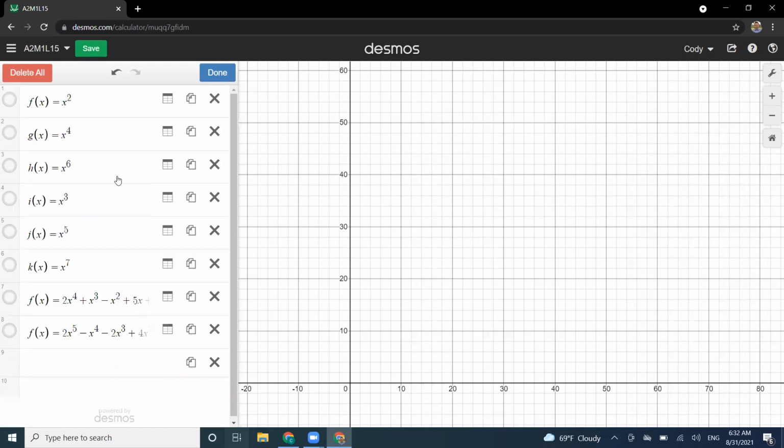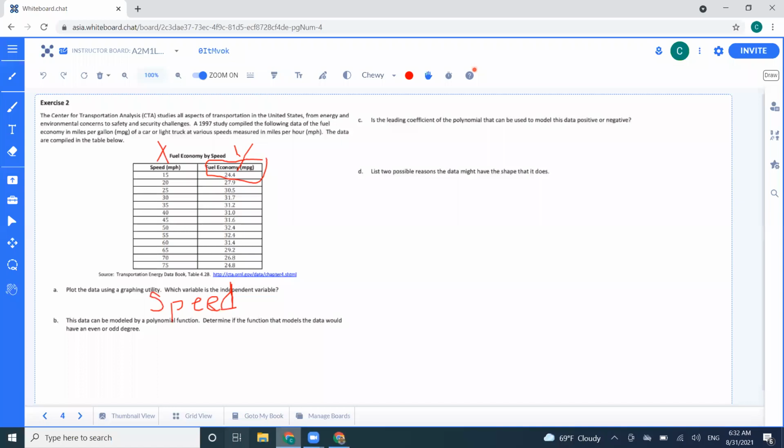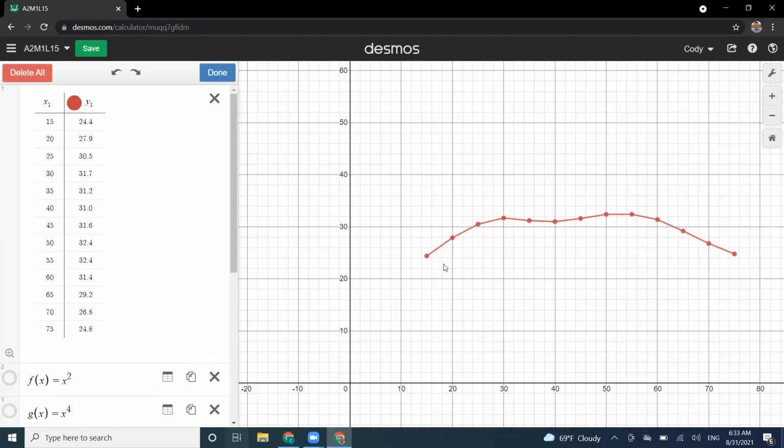Okay. There we go. Now it is a line and we can see it. Now, what does this remind you of? This data can be modeled by a polynomial function. What type of polynomial function? To what degree, in other words? Well, we know it's going to be an even degree. How do we know that it's going to be an even degree? Because it has the same end behavior going in the exact same direction.